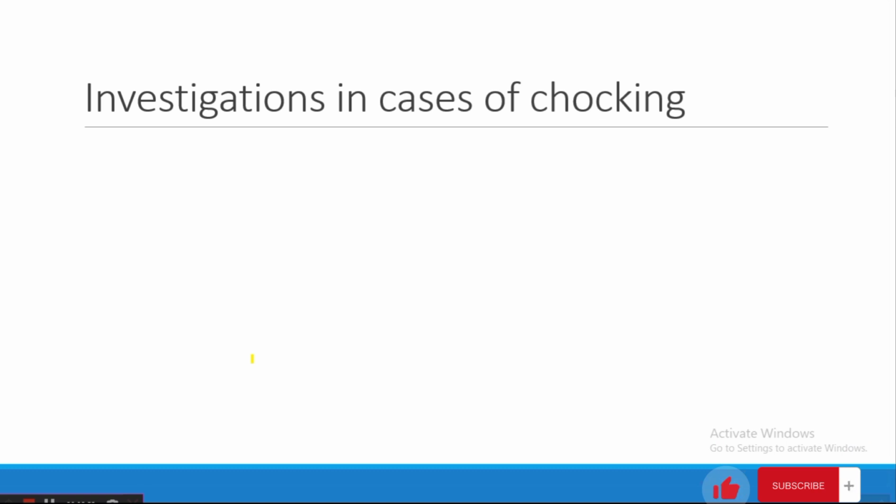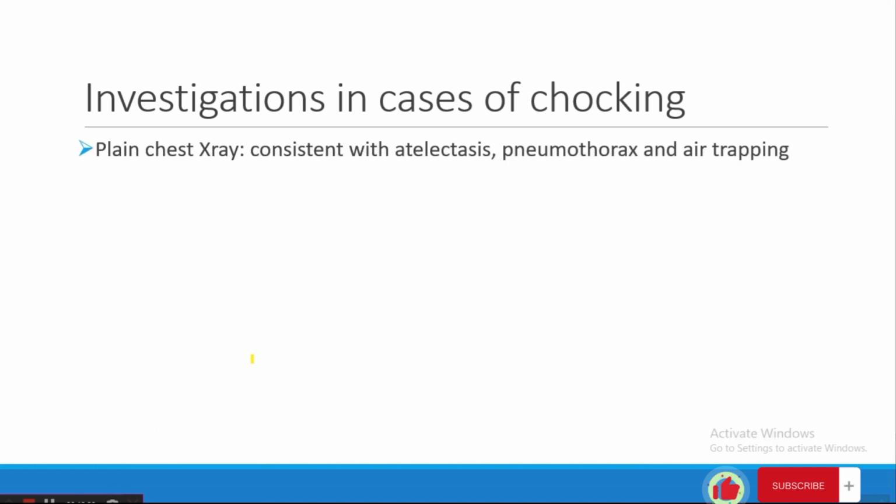So what are the investigations that you can do in a child who has come presenting with signs of choking? Of course, after taking your history and doing your physical exam, you can order some investigations, which include a plain chest X-ray. This chest X-ray may be consistent with atelectasis, pneumothorax, or air trapping. It may show these features of atelectasis, pneumothorax, and air trapping.